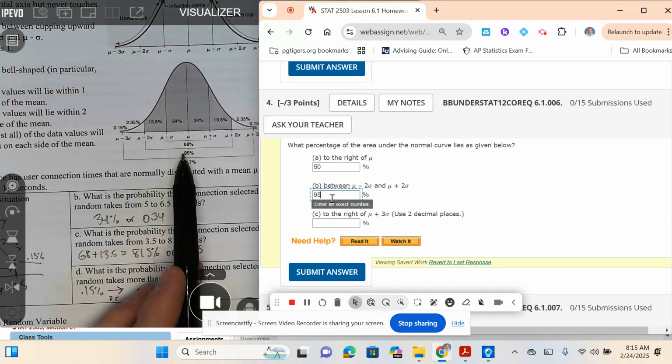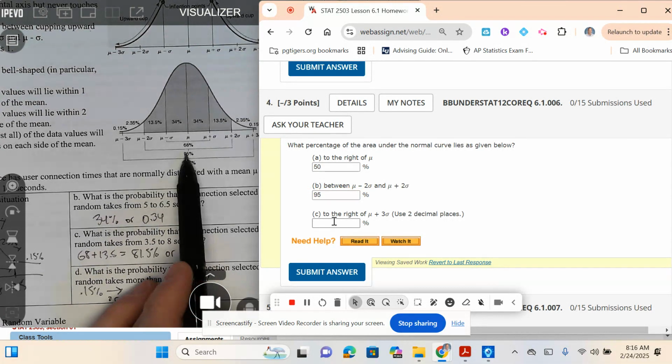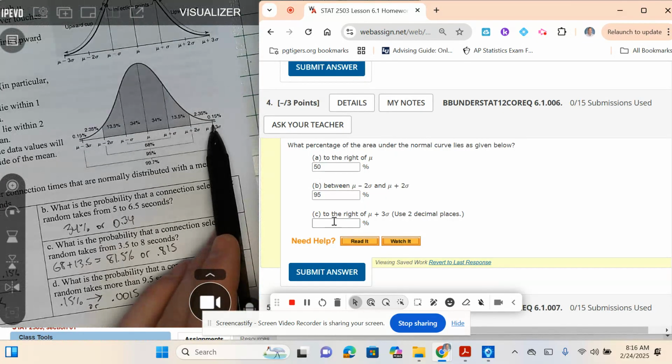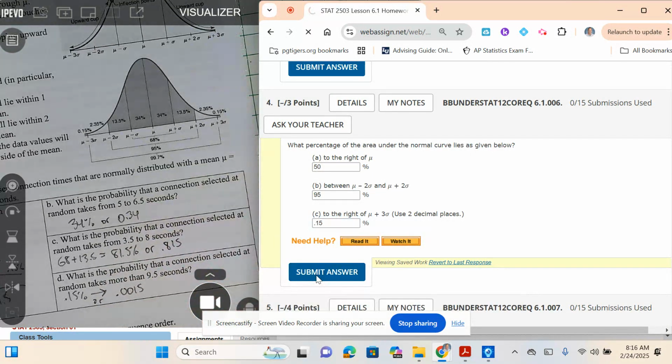So between 1 below and 1 above, 68. Between 2 below and 2 above is 95%. Between 3 below and 3 above is 99.7. To the right of mu plus 3 sigma, we actually did this in the notes. What's to the right of mu plus 3 sigma? 0.15%. Okay. So there you go.